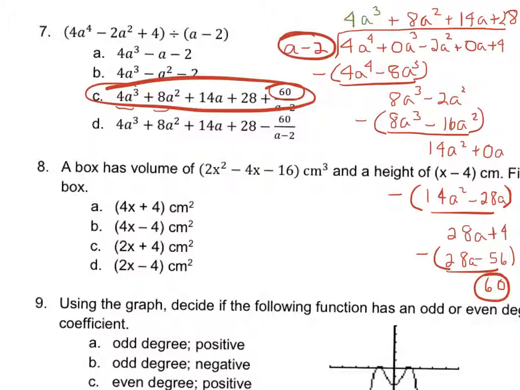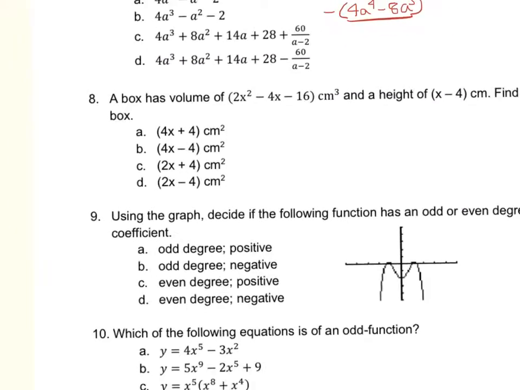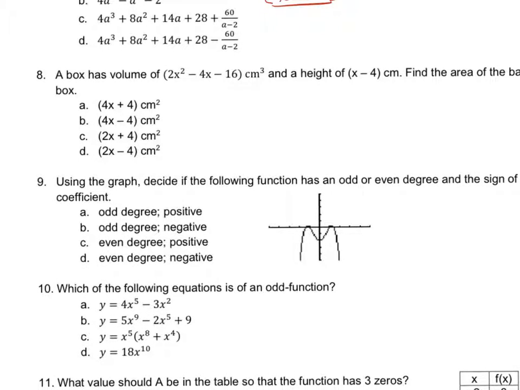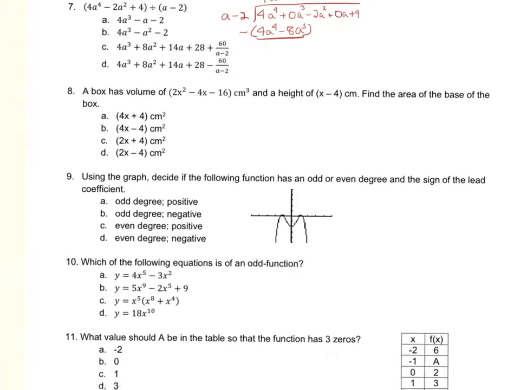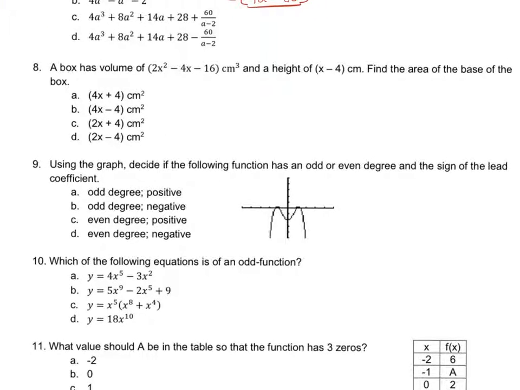Alright, that's pretty straightforward division problem, I think. Let's erase a little bit of that. Let's go to problem B. Problem B says you have a box of a certain volume, 2x squared minus 4x minus 16, and it's a height of x minus 4, and they want you to find the base of the box, the area of the box's base.